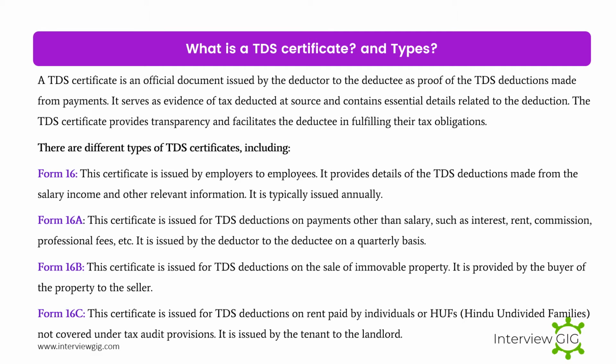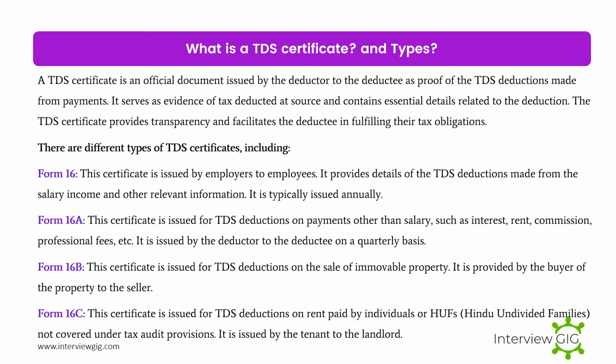What is a TDS certificate, and its types? A TDS certificate is an official document issued by the deductor to the deductee as proof of the TDS deductions made from payments. It serves as evidence of tax deducted at source and contains essential details related to the deduction. The TDS certificate provides transparency and facilitates the deductee in fulfilling their tax obligations.